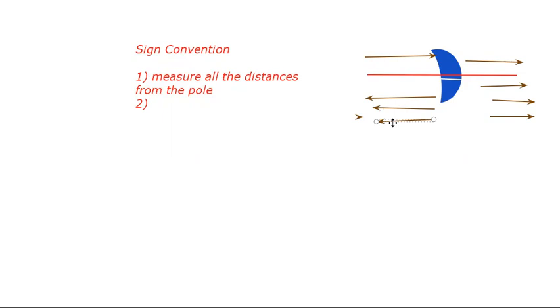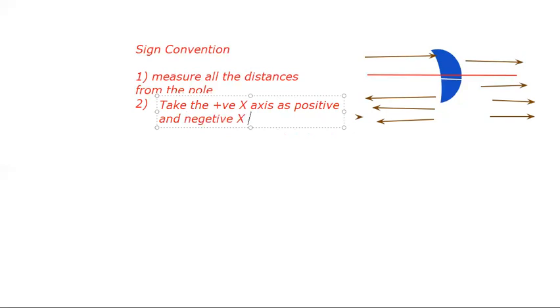Better, what you should always remember is to take the positive x-axis as positive and the negative x-axis as negative distances.